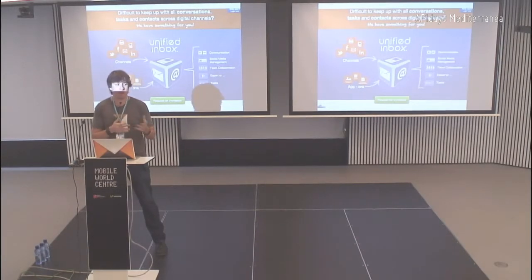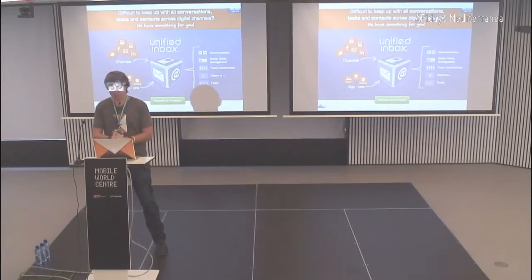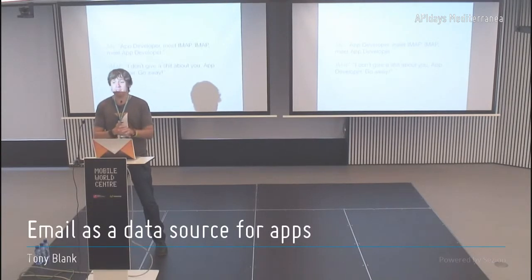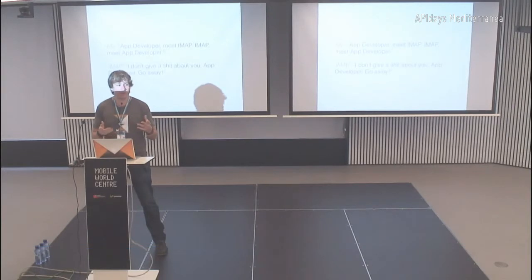So let's look at the IMAP protocol a little bit more in depth, since if you want to access this email data, you'll have to understand a bit more about how this works. But the problem is, if you actually were to meet IMAP, it would kind of go like this. You would say, hey, meet IMAP, app developer, and IMAP, meet app developer. And IMAP would say, I don't give a shit about you. Go away. Because the IMAP protocol was really designed for one kind of application, and that is a basic email client. It was designed long before there were web applications and mobile applications, so it's really tricky to build stuff on top of this protocol. And there are a couple of pitfalls.